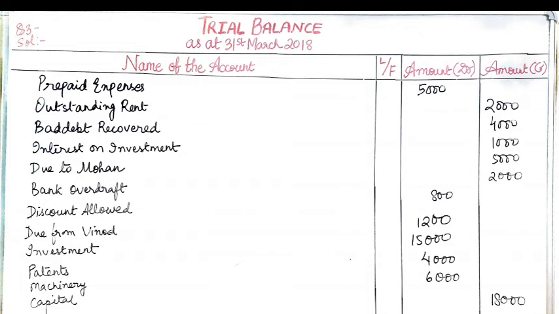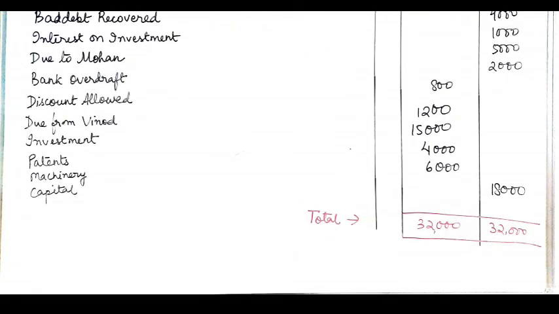Interest on investment credit 1,000. Due from Mohan, that is 5,000 credit. Bank overdraft credit 2,000. Discount allowed debit 800. Due from Vinod 1,200. Investment debit 15,000. Patent debit 4,000. Machinery debit 6,000. Capital credit 18,000. So the total of the trial balance is 32,000. Debit should be equal to credit.